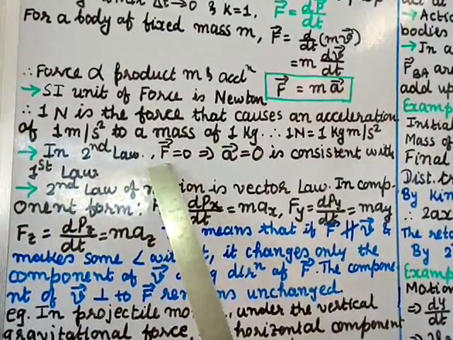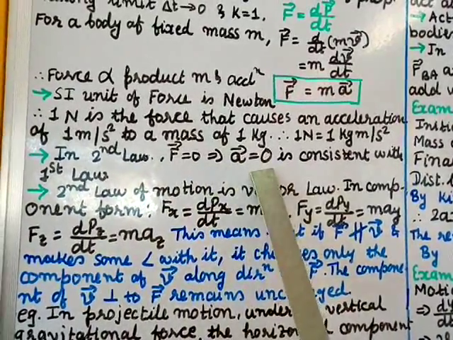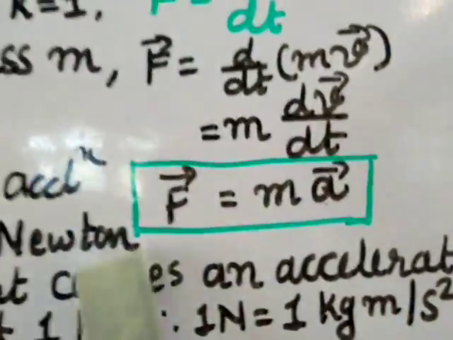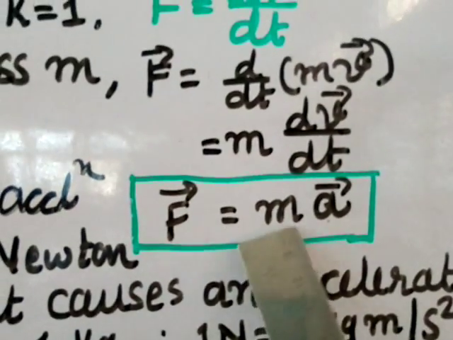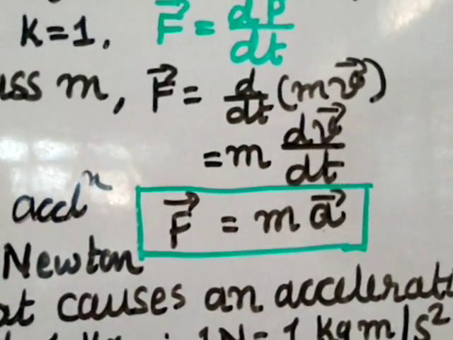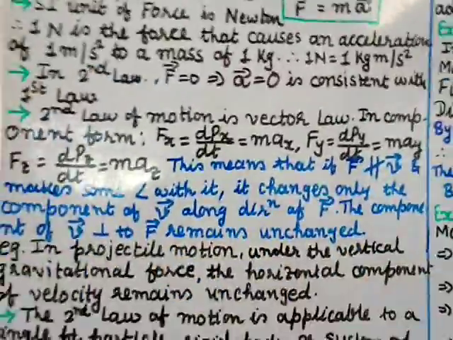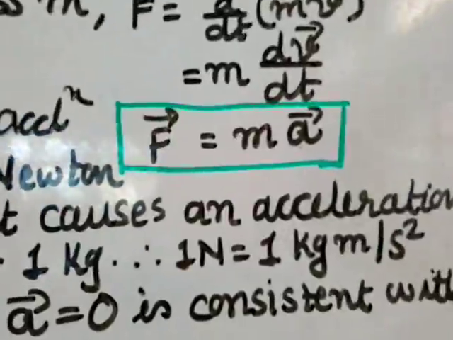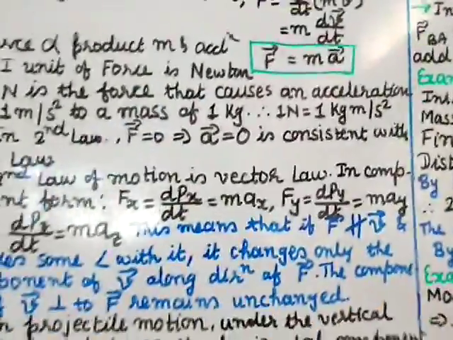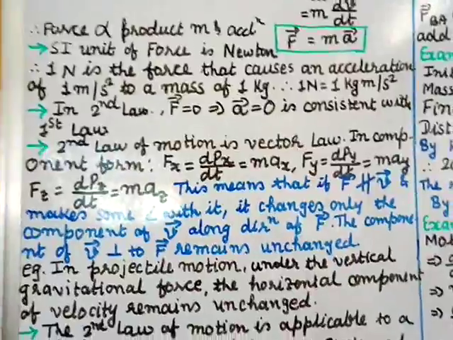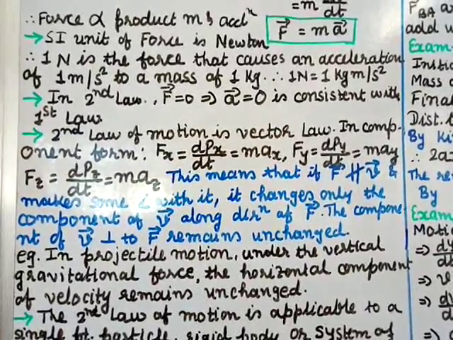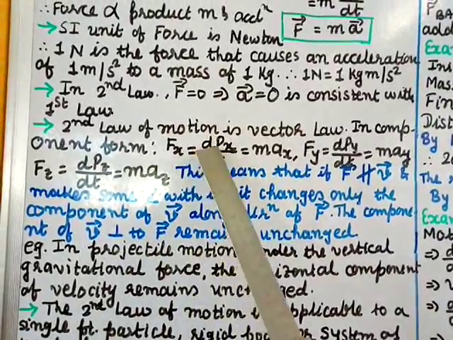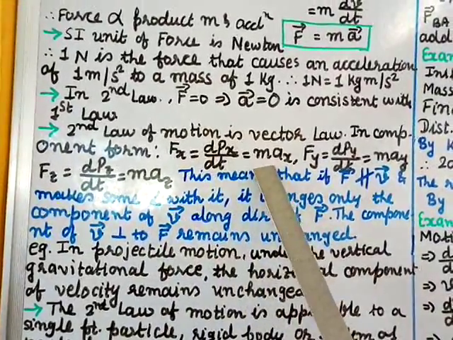In the second law, F equal to 0 implies a equal to 0, which is consistent with the first law. So in this second law, if you take force F equal to 0, since m is not 0, that means a equal to 0, and this gives you the first law of motion. The second law of motion is a vector law. Okay, we can see that it is vector F is equal to m into vector a. That means this is a vector form. If it is a vector, then we can write it in component form: x component, y component, z component. So we can say Fx is equal to dpx by dt. This can be said as max.